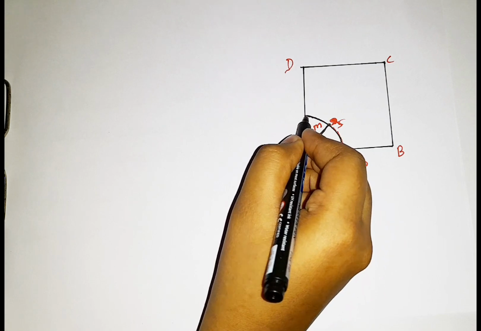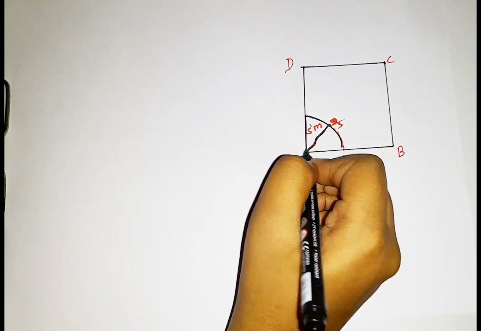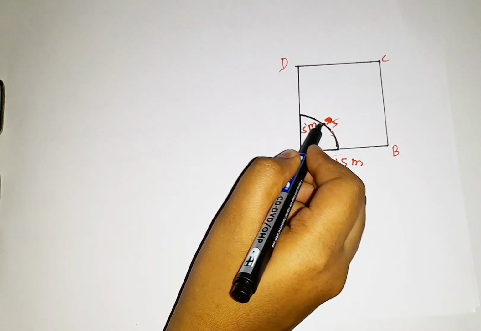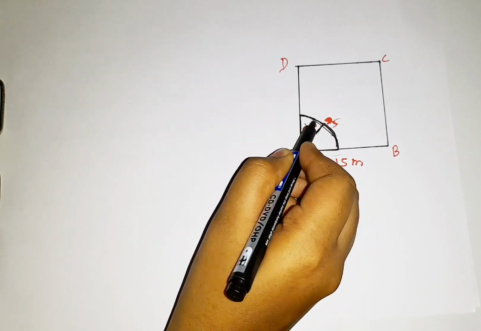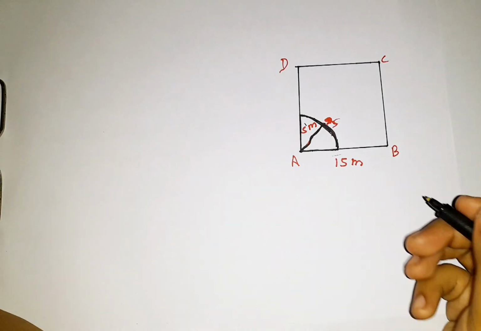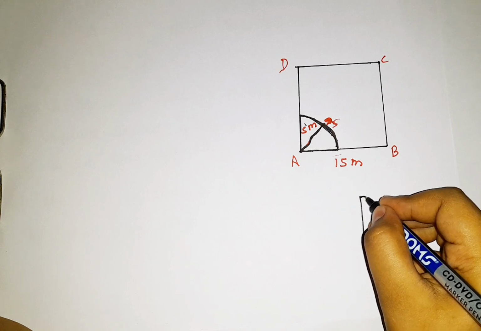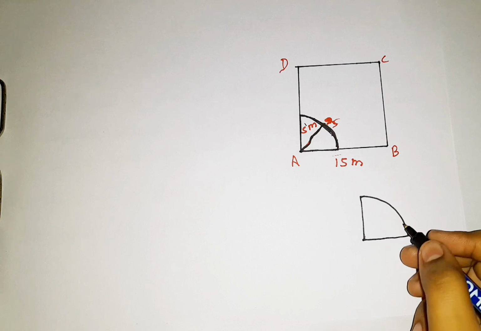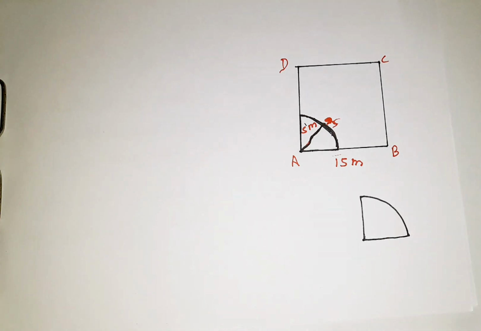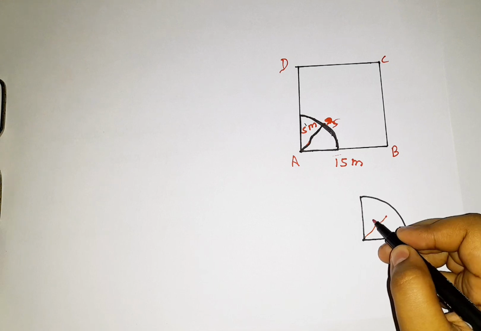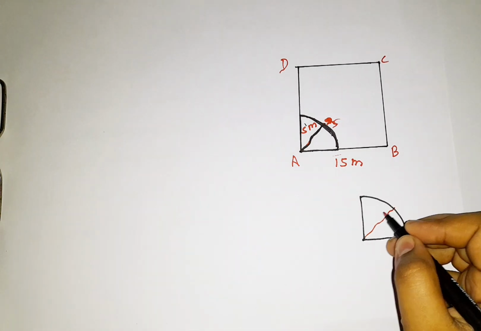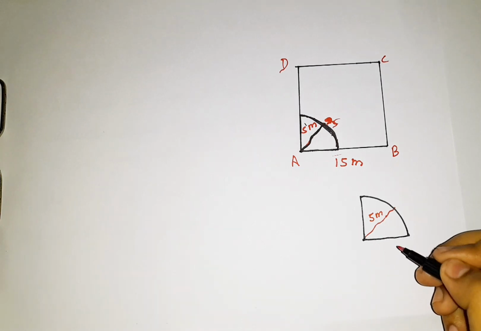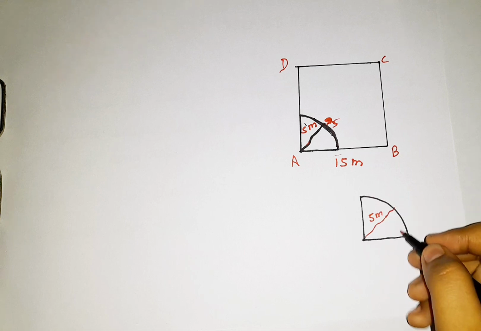Am I right? You can say it is a quadrant also, but here we can take it as a sector. Yes, of course it is in the shape of a sector. If you don't understand, I'll draw the sector here. It is in this shape, and the rope is somewhat like this. That is 5 meter. So this is the rope and this is the sector.